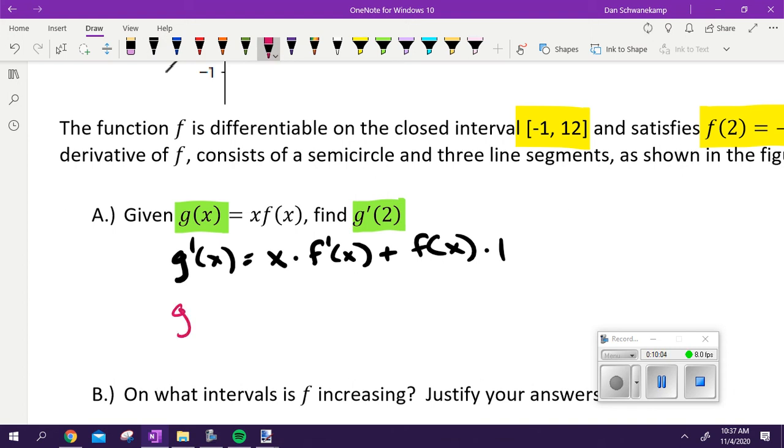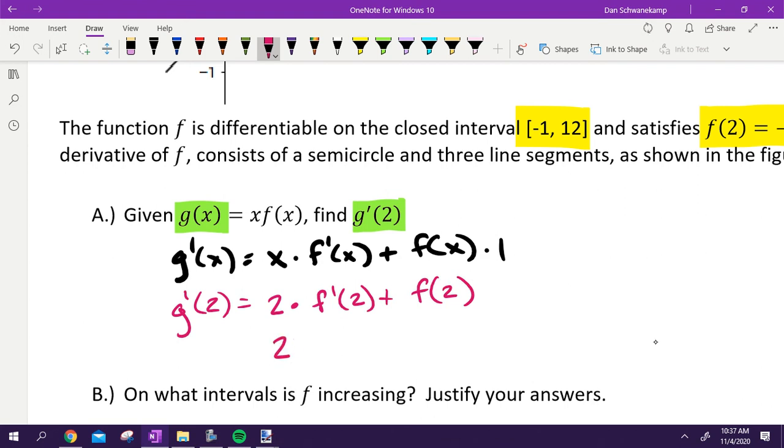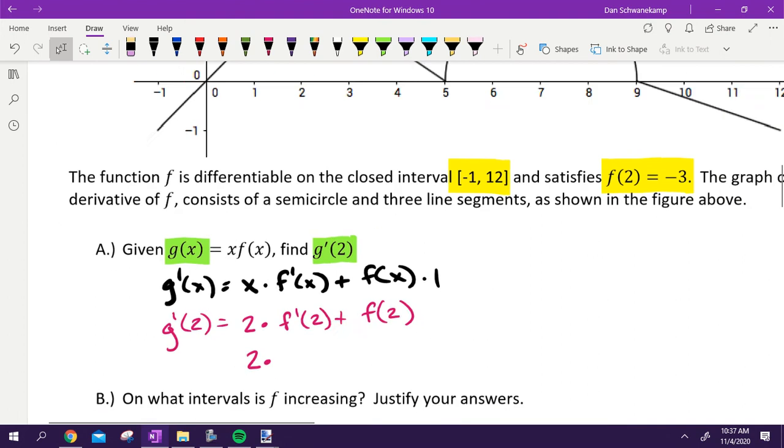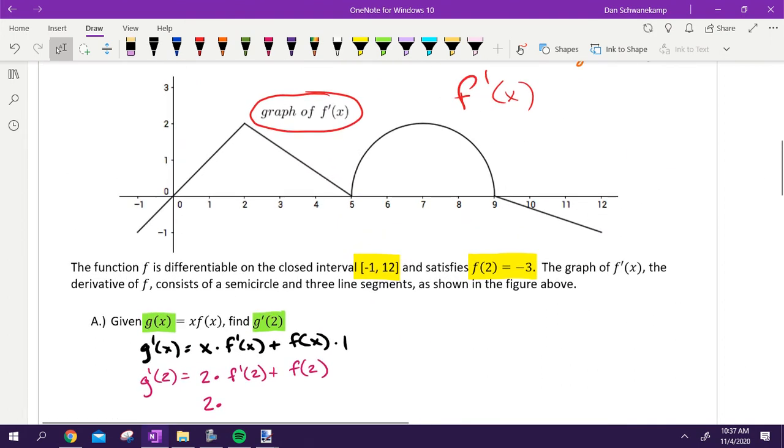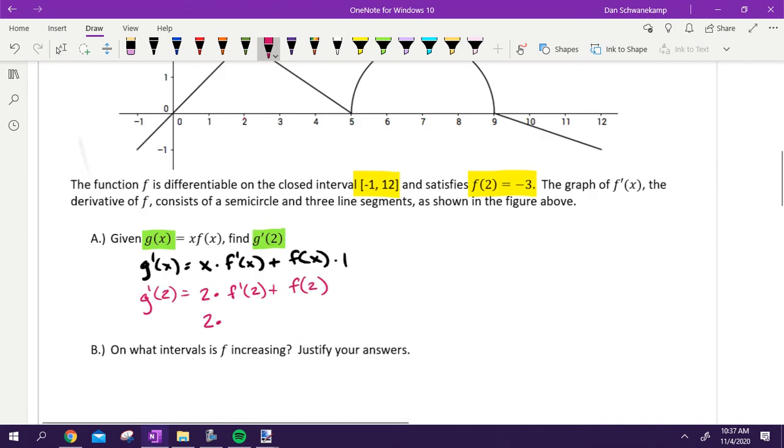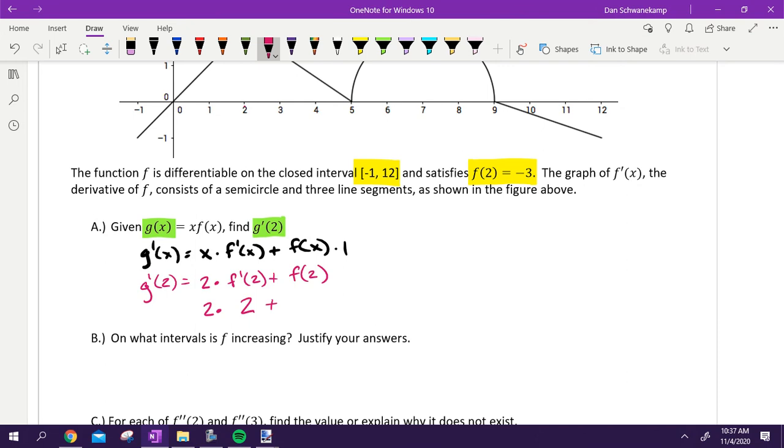Then I need to find g prime at 2. So once I have g prime, how am I going to find g prime at 2? Plug it in. 2 times f prime at 2 plus f at 2 times 1. So 2 times f prime at 2. Show me with your fingers. What is f prime of 2 going to be? What are you looking for on that graph? The point. It is f prime. So f prime at 2 just means go to 2 and tell me what the y value is. Oh, it's 2.